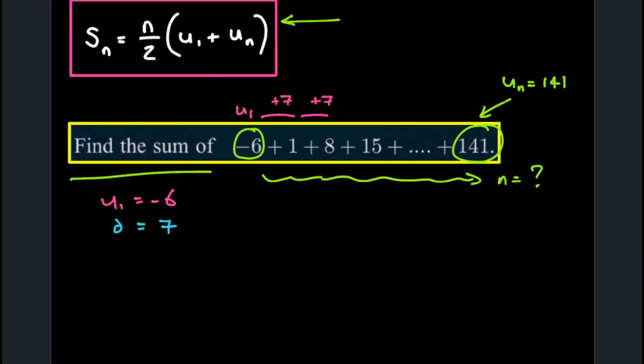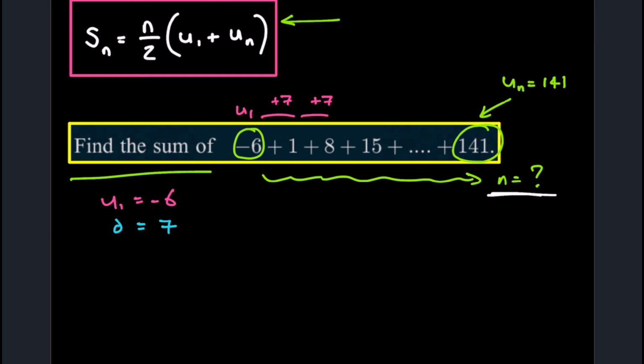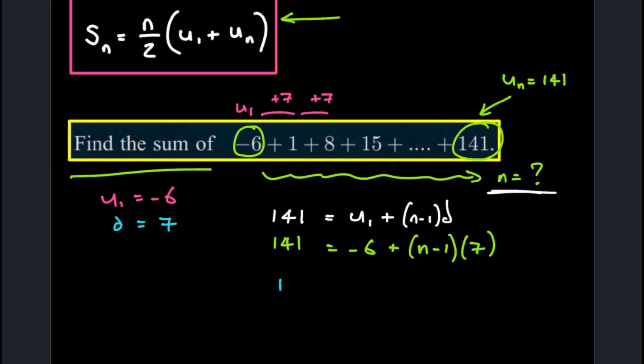So that's something we need to address immediately, because regardless of which formula you use, you will always need to know n at some stage. So I'm going to use my general term formula, which you can see the link to in the description or click the tab above. 141 can be found by taking the first term and then adding (n - 1)d to it. So we will replace the u1 with -6, and that's equal to 141, but we don't know what n is, remember? That's what we're trying to find, but we do know that d is 7. Add 6 to both sides, that's 147.